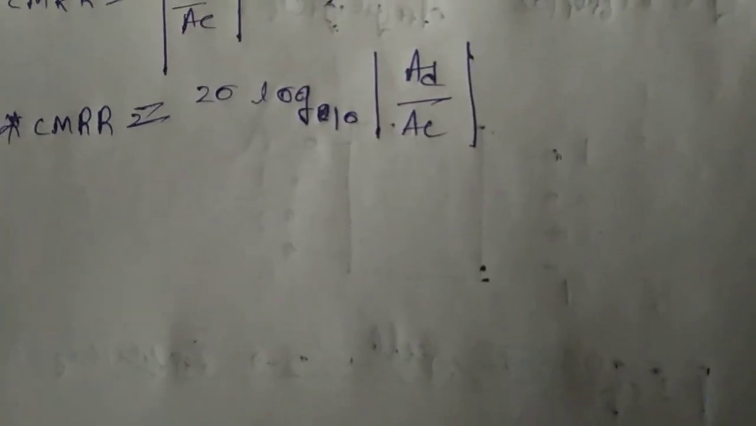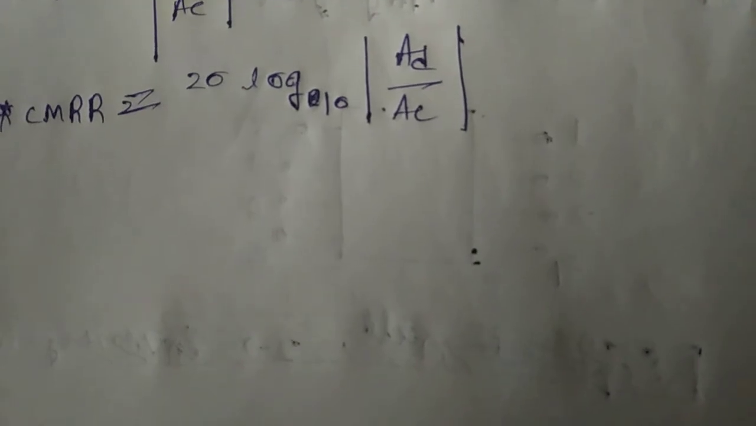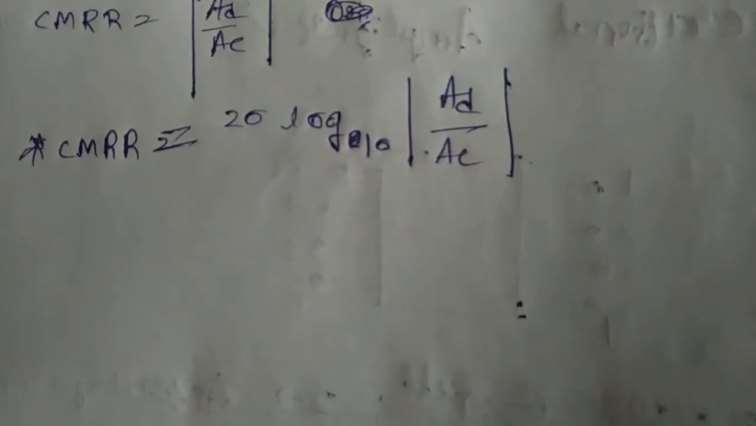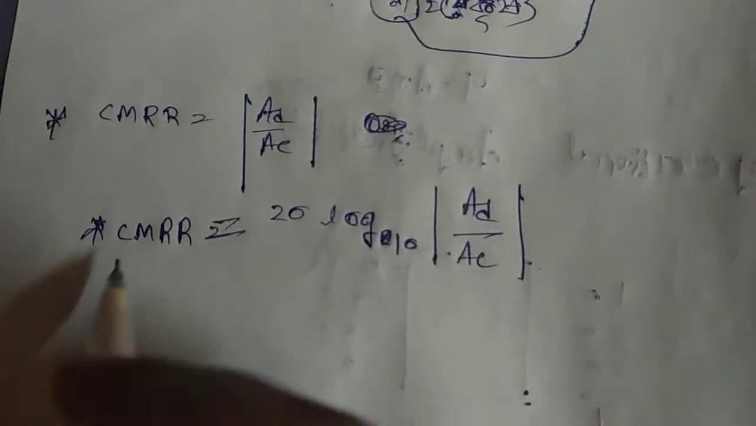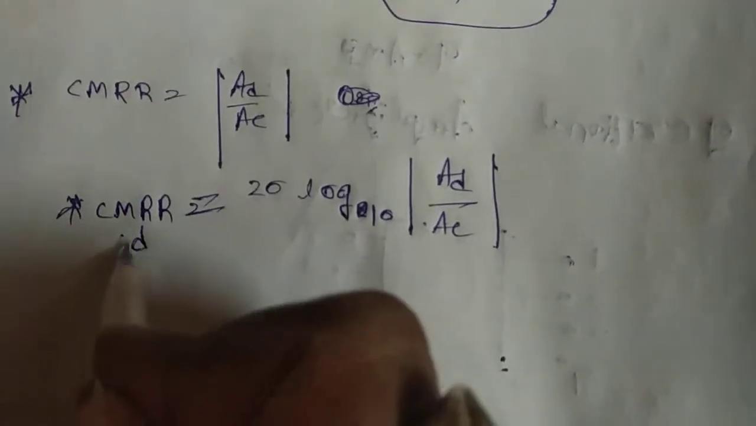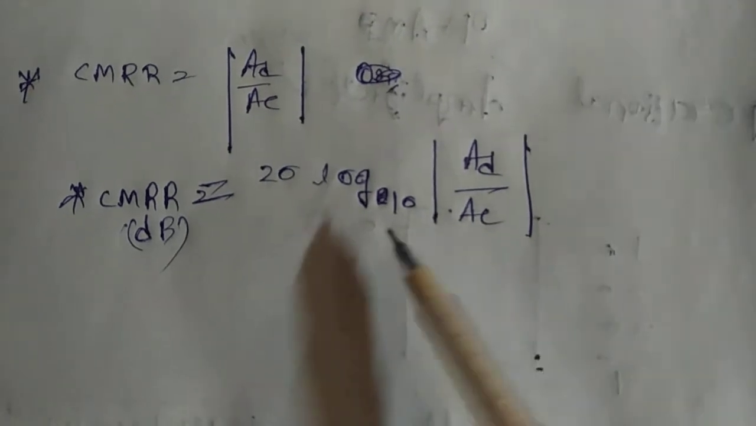Being a large value, CMRR is often expressed in decibels, in dB. Then the CMRR in dB will be 20 log base 10 of AD by AC.